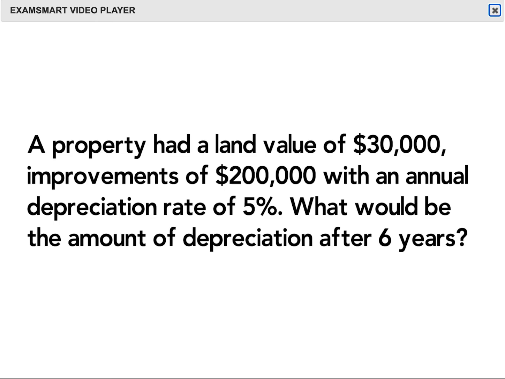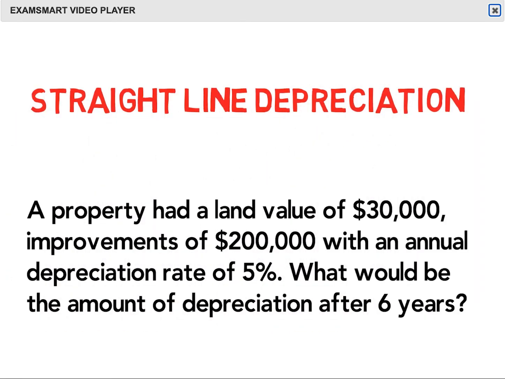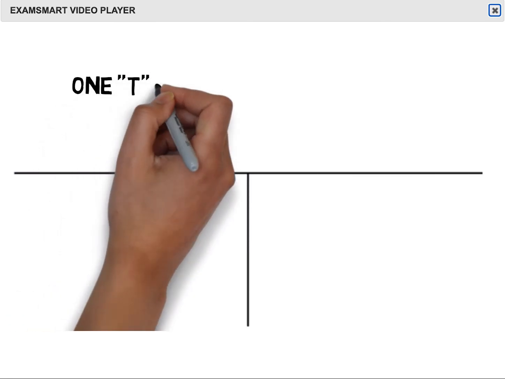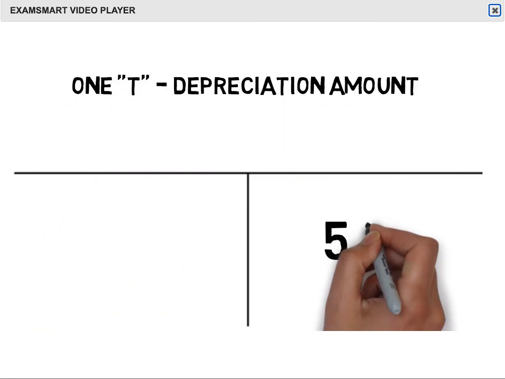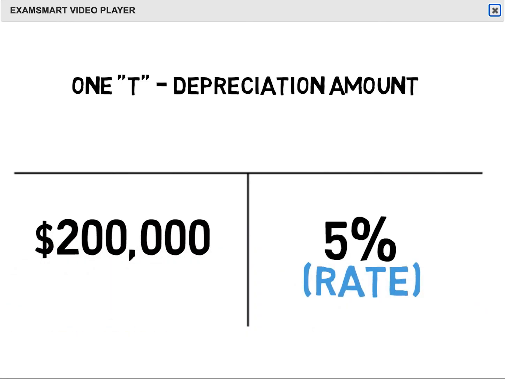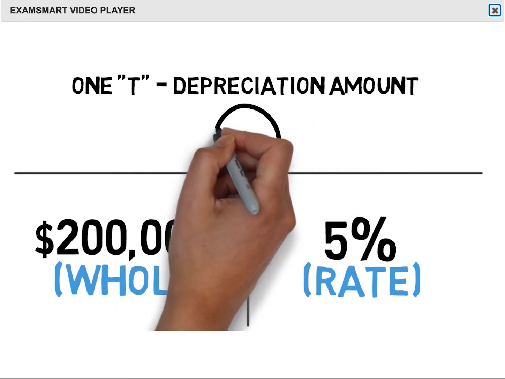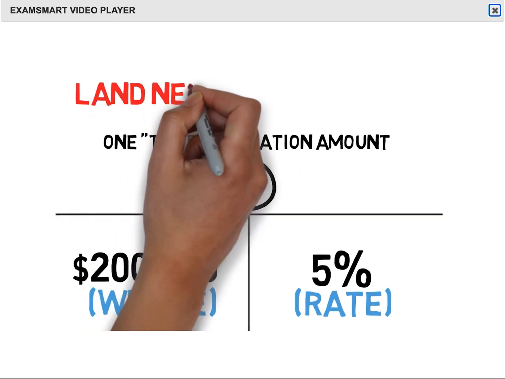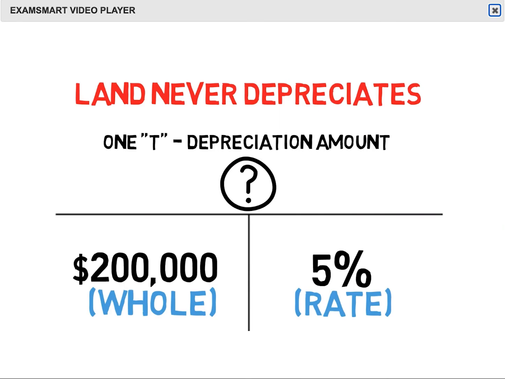Remember that on the test we use straight line method depreciation, which is equal amounts each year. They give us a percent, which means we'll draw a T. Our depreciation rate of 5% will go on the bottom right. The improvements of $200,000 will go on the bottom left for the whole amount. Please remember that land never depreciates, only improvements such as structures we build on the land.